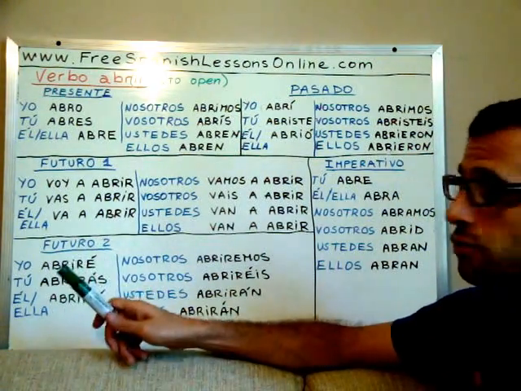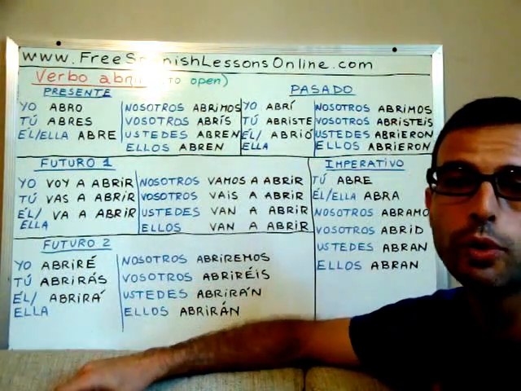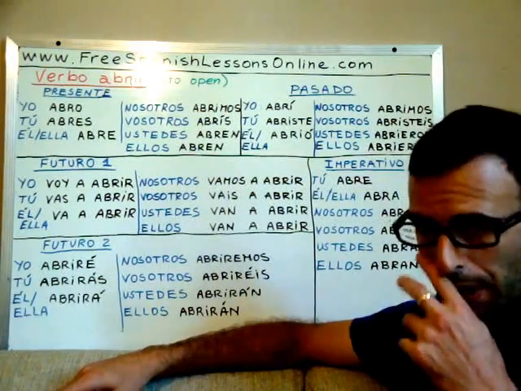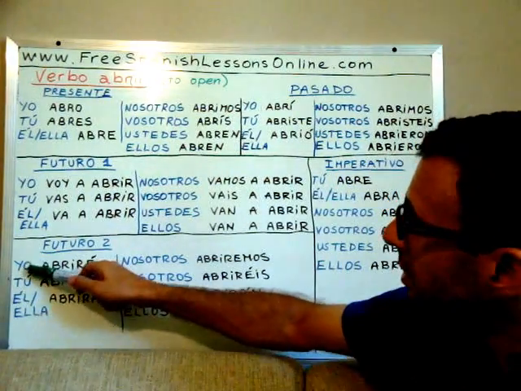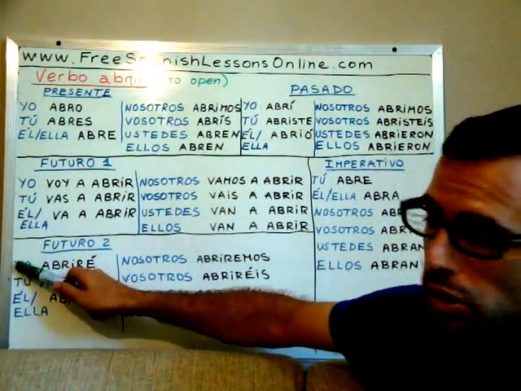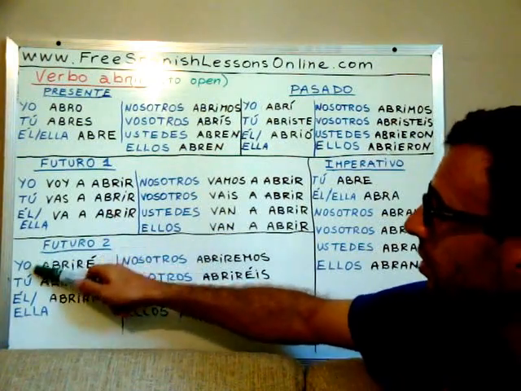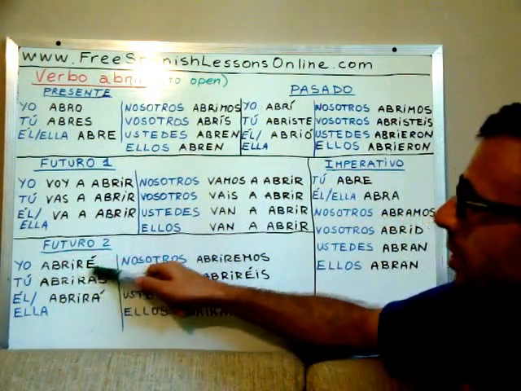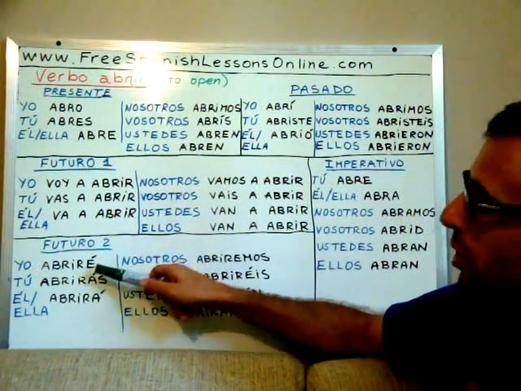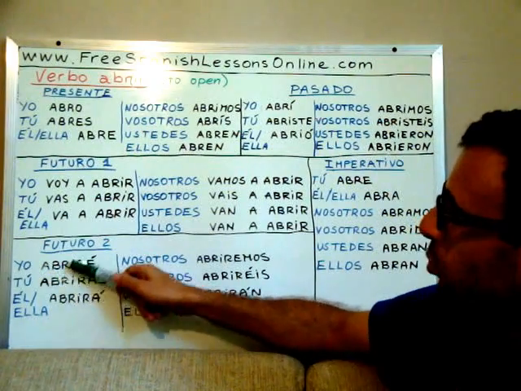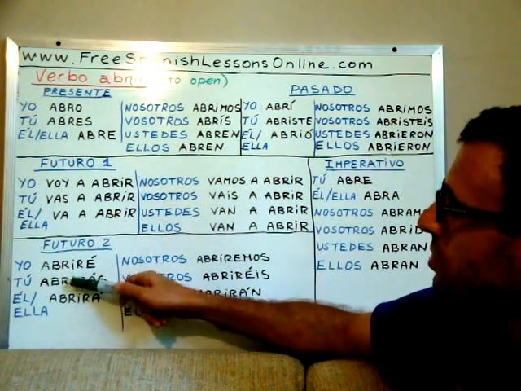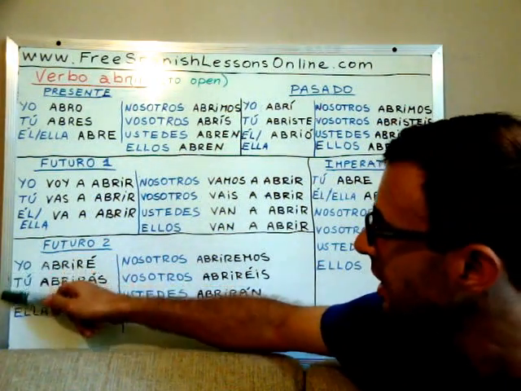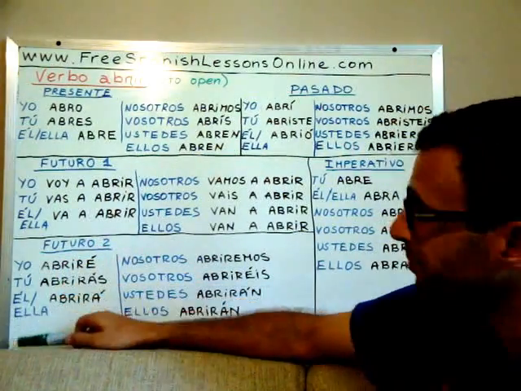Let's go to the future. Remember that in Spanish we have two ways of building the future. One of them is here. We have the subject pronoun and the verb, right? A conjugated verb that already has a different conjugation for each pronoun, okay?